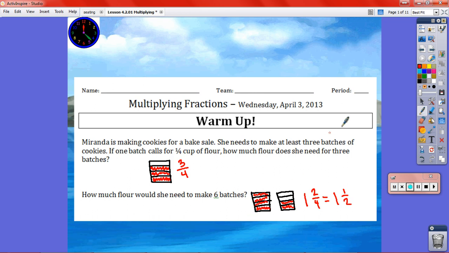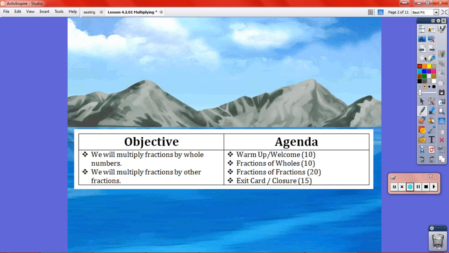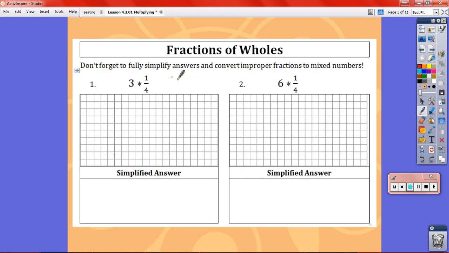And this is what we're working on today. So we'll multiply fractions by whole numbers, and then we'll multiply fractions by other fractions, and we will have an exit card. So, it says, don't forget to fully simplify answers and convert improper fractions to mixed numbers. I mean, if you don't, you have the same answer technically, but a lot of places require that you simplify in order to get full credit.